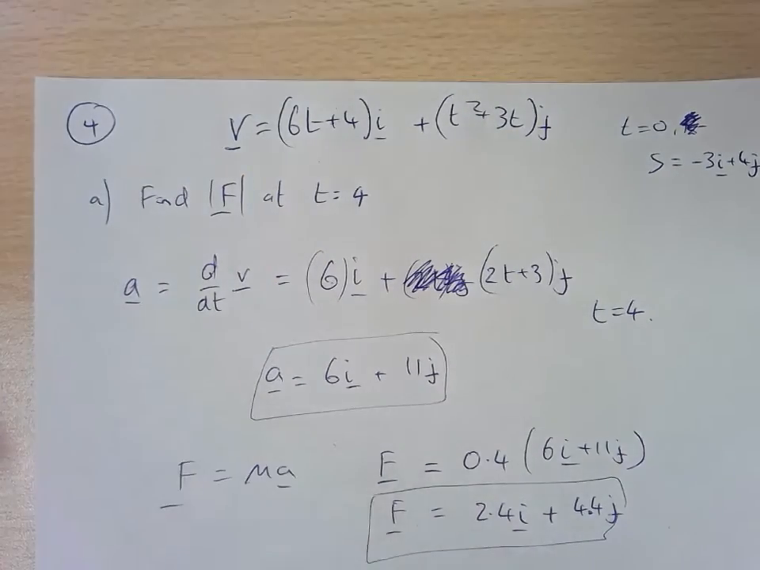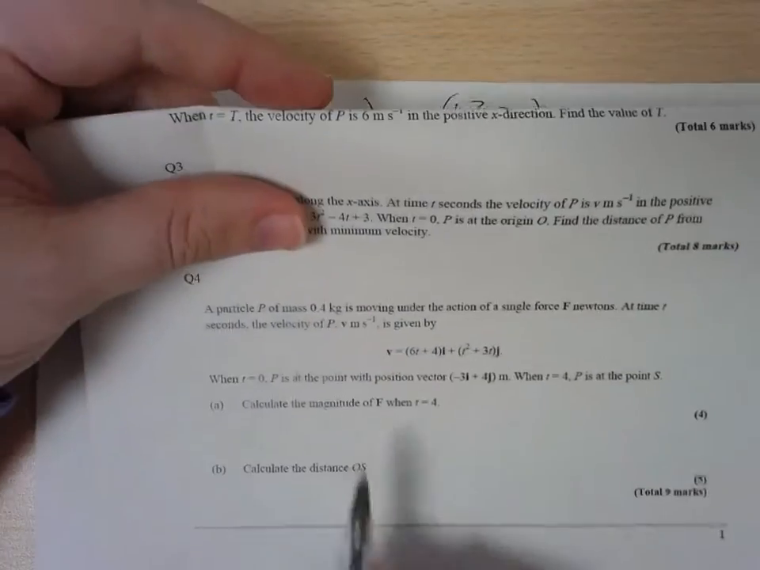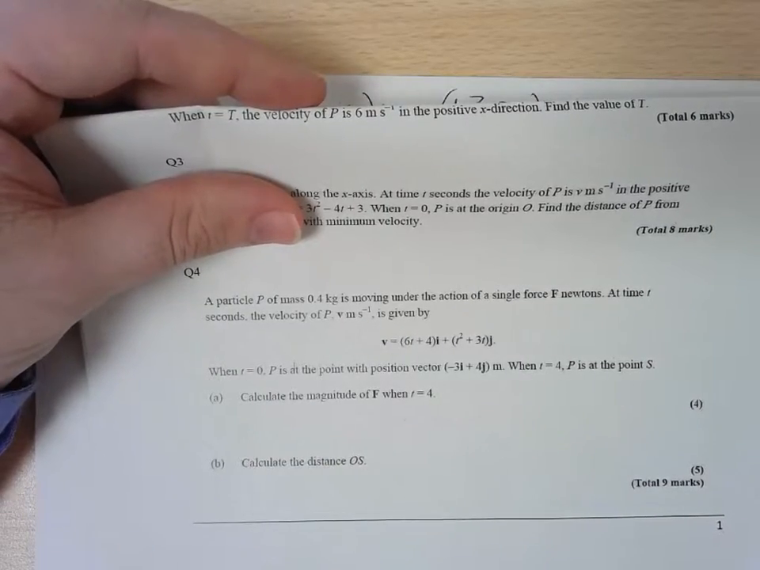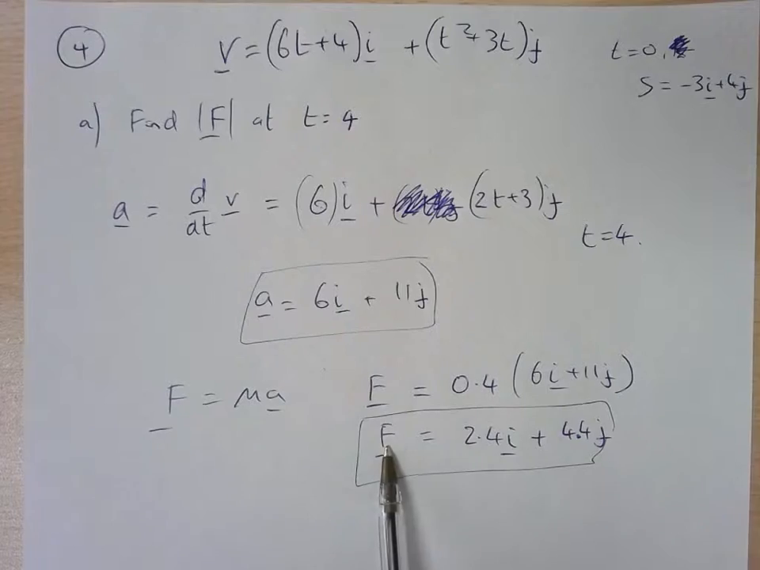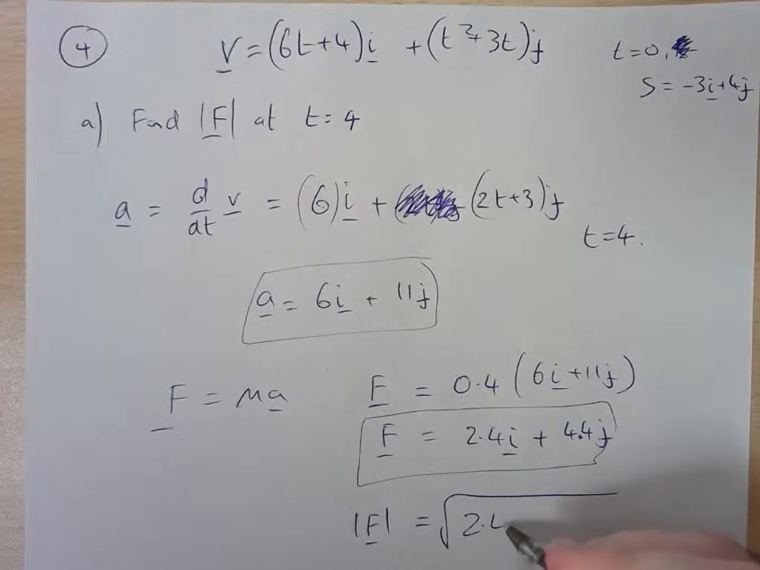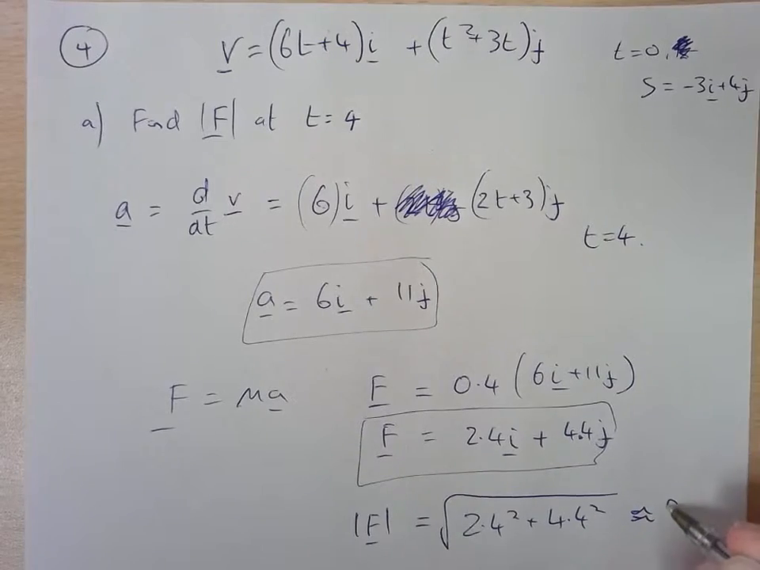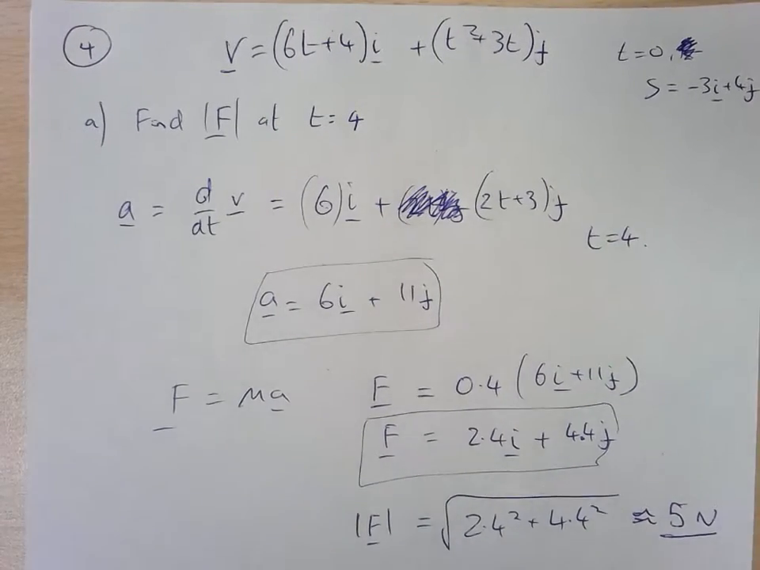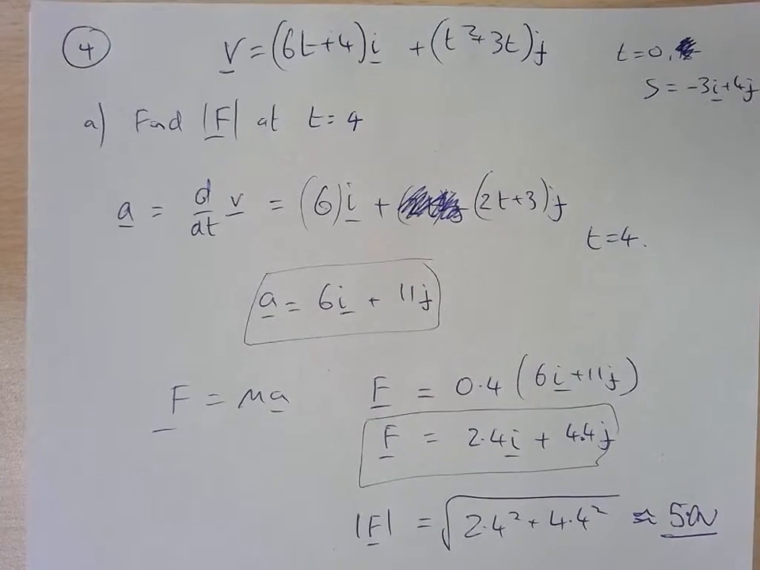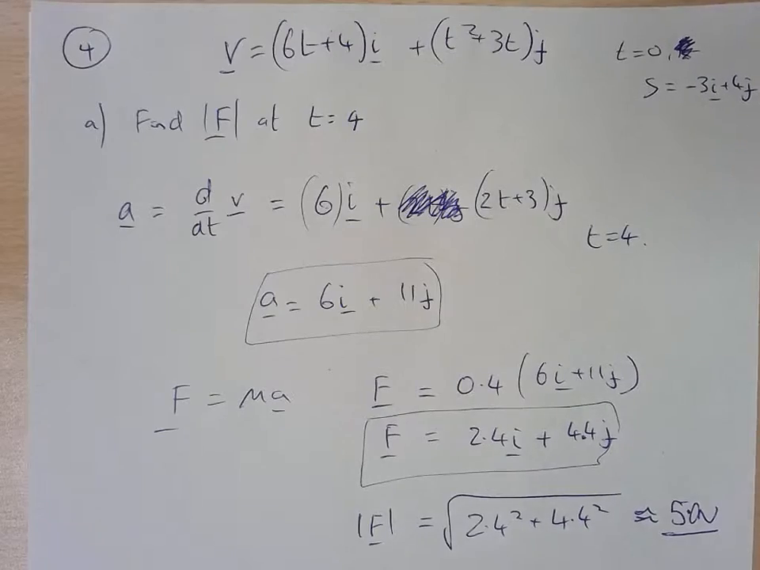If we go back to the question very quickly to make sure we've done the right thing, we're actually asked to find the magnitude or size of the force. So you remember back from year 1 pure, we can find the magnitude of a vector just by using Pythagoras. So we get mod F is the square root of 2.4 squared plus 4.4 squared, which is approximately equal to 5 newtons. It's very close to 5 newtons when you put it in a calculator, but because in mechanics we give it to 2 or 3 significant figures, we should really write this as 5.0 newtons. So that's our 2 significant figure answer.